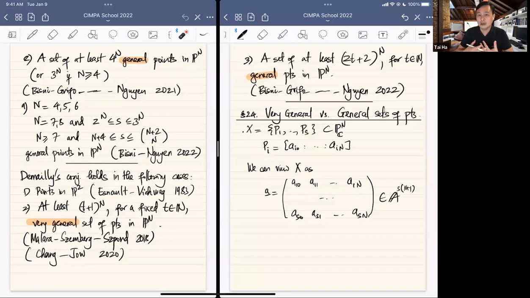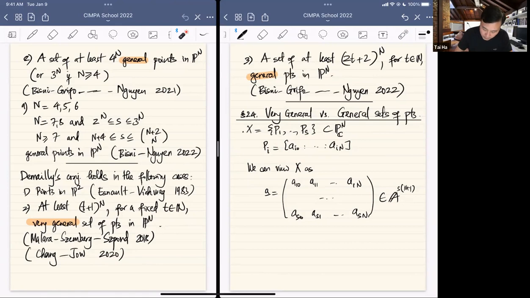Right? So I can view a collection of points as a matrix, more or less. Of course, this is not a precise one-to-one correspondence. For different matrices, you might have the same set of points. Remember that a projective point doesn't change if you multiply every coordinate by the same constant, right? So you can have different matrices giving you the same set of points.